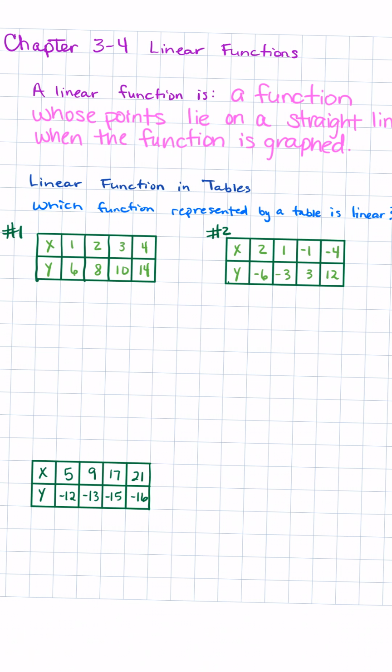So let's take a look at these two tables. We are going to start with table 1, and it's asking us which function represented by a table is linear. So let's look at this first one. From 1 to 2, that's going up +1. 2 to 3, that's +1. 3 to 4, that's +1. Down below here, 6 to 8, it's +2. 8 to 10, that's +2. 10 to 14, that's +4.